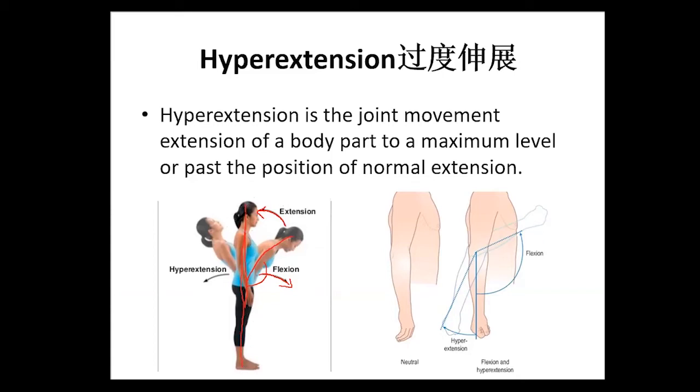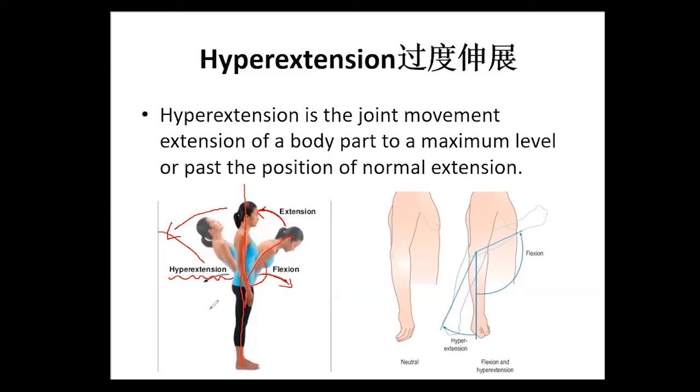If we bend back more, especially children, they can bend back quite a lot. For aging people it may be hard to bend back, but young people and children can do so pretty easily. So from here to here, we call that hyperextension. That's one example.